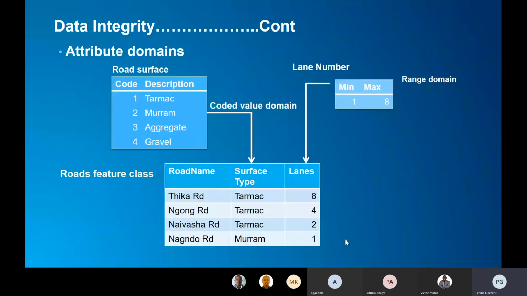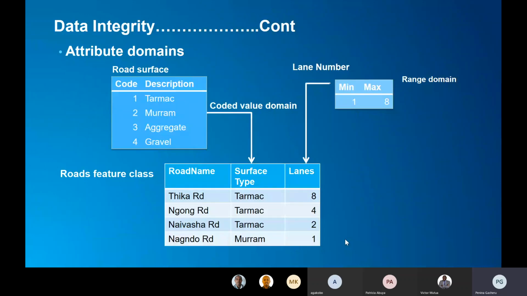We know that in Kenya, I think the road that has the most lanes is actually Thika Road, about 8 lanes. So you can actually include that, where you will have what we refer to as a range domain, from 1 lane to 8 lanes. So we have two types of domain. We have the coded value domain that is applied for the text attribute field. Then we have the range domain that applies for the numeric attribute field.